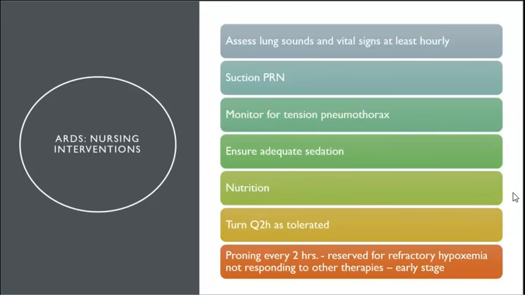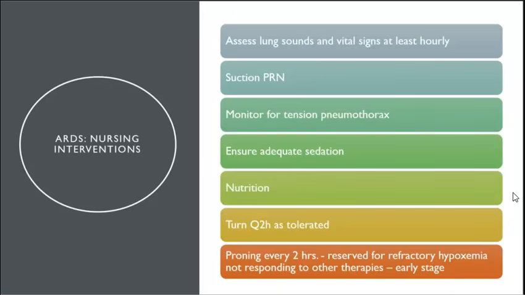So nursing interventions. Assess those lung sounds and vital signs at least hourly. Suction as needed. Always remember, suction is sterile, and there's protocols that you have to do, which we'll talk about in a little bit. Ensure there's adequate sedation. If your patient is starting to come awake, the first thing that they're going to do is pull out the tube. They're going to extubate themselves.